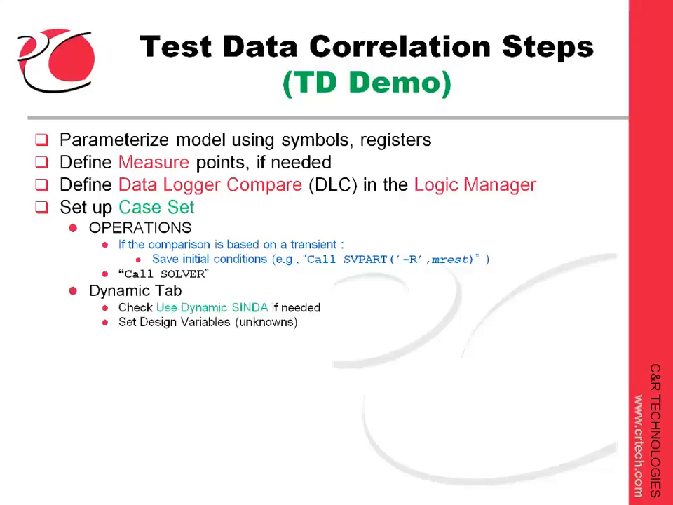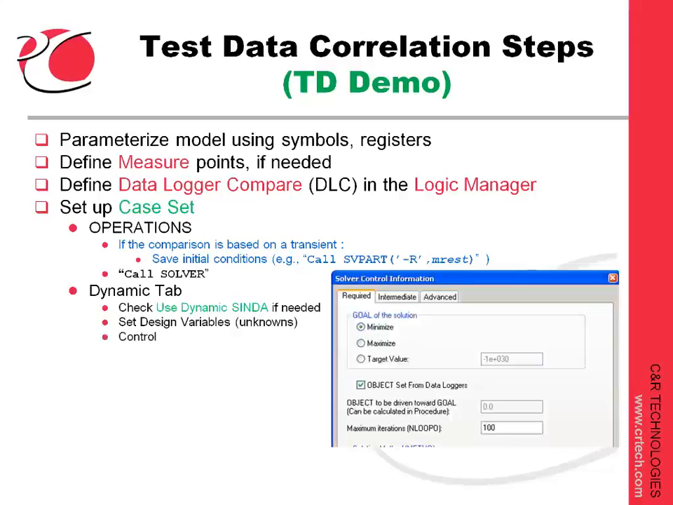On TD's Dynamic tab, you'll also set the design variables, which, as you'll remember, we're calling calibration parameters in this video. If any of these variables require radiation or other geometric calculations when they're changed, then you should check the Use Dynamic Cinda tab to have TD respond to Cinda during the optimization run. In the Solver Control tab, you'll define how the solver will operate. You'll almost certainly be minimizing the error, or the difference between test and predictions. And you'll almost always be using one or more data loggers to help calculate that error for you, which is indicated by clicking the radio button shown here.